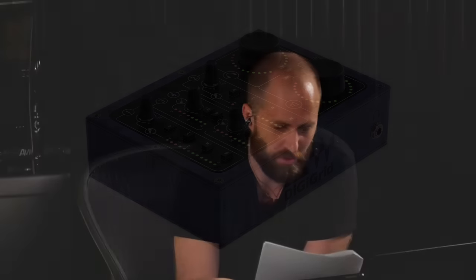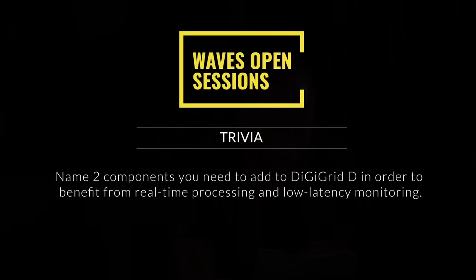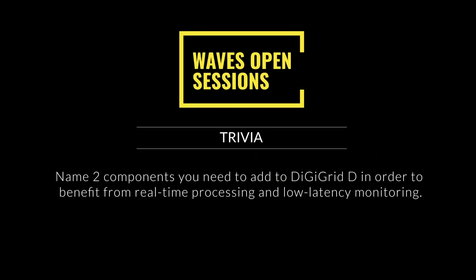And this is what today's trivia question is about. So here we go. The director is going to put the question on the screen, and I'm going to read it. Name two components you need to add to DigiGrid D in order to benefit from real-time processing and low-latency monitoring with plugins. Go. Send your answer via the chat, and in a little bit, I'll come back and see who's won.